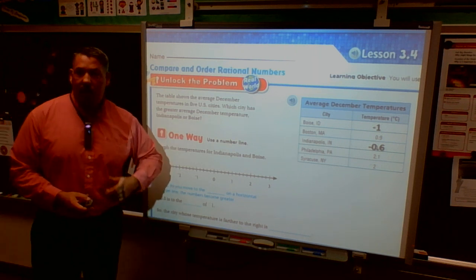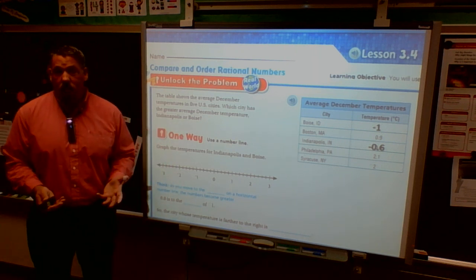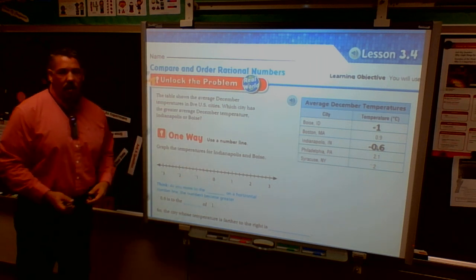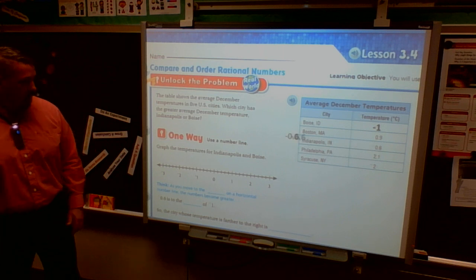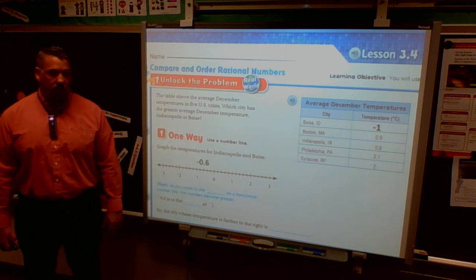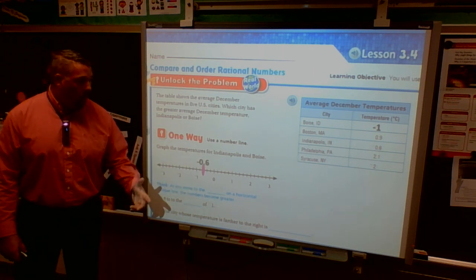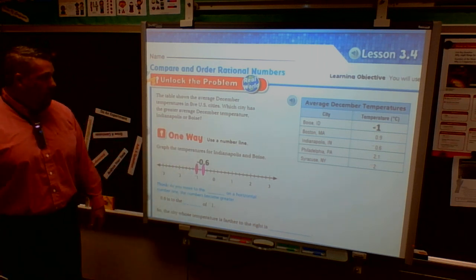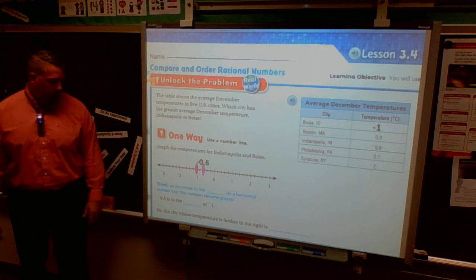If I want to plot the -6/10, then I can count by 2s. So I have 2, 4, 6. That tells me that the one for Indianapolis, the -6/10, is going to be right there. Then the -1, well, that's obvious. It already has its own tick mark and it's already labeled for me. So I know Boise is going to go there.